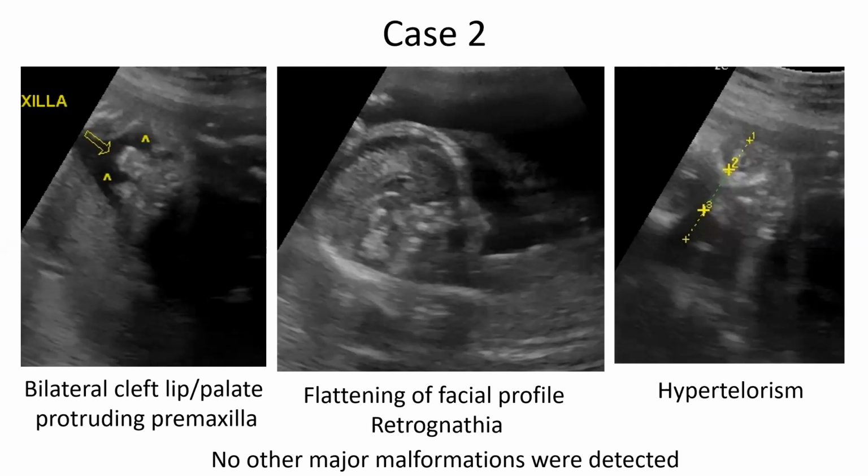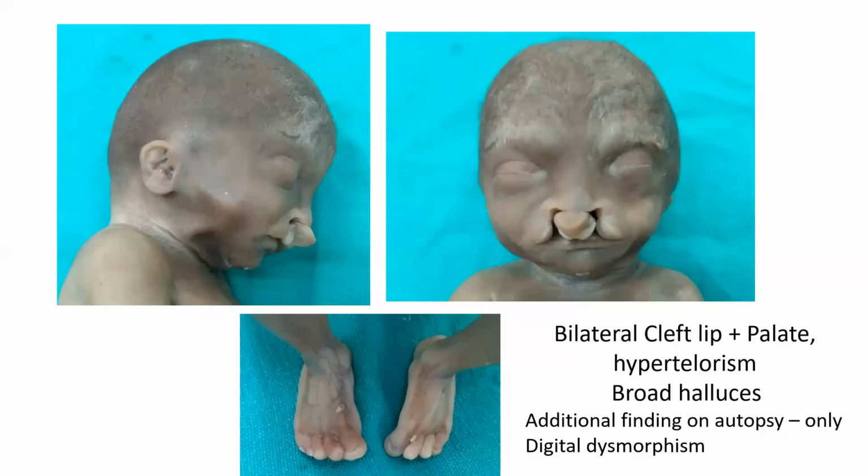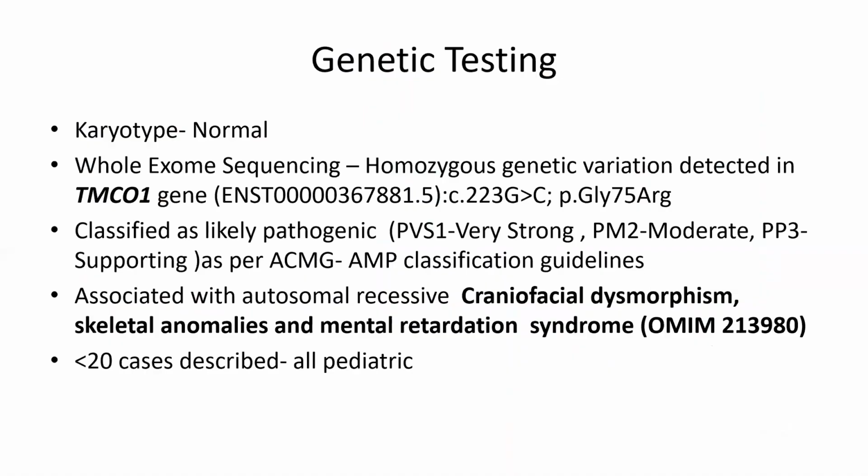The family was counseled, but still they decided to go for termination. The fetus was brought for fetal autopsy, and in the fetal autopsy we can also appreciate the findings of bilateral cleft lip and palate and significant hypertelorism. The extra finding was only digital dysmorphism in the form of broad hallux. Here we can see the broad first toe bilaterally. And because there was recurrence and second degree consanguinity, we strongly suspected some genetic disorder.